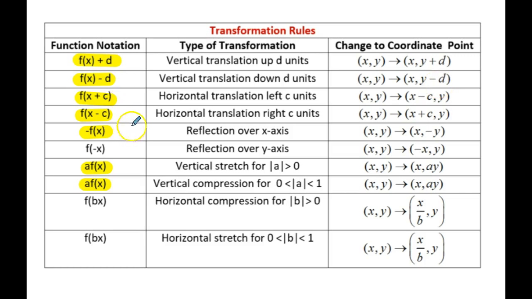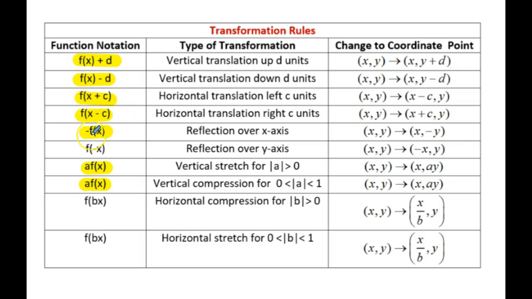Next, we have horizontal translations, and those are going to be left or right. This is just going to affect the x-coordinate of our original graphs. So either we're moving our graph to the left. If that value inside the parentheses is positive, we go to the left. If it's negative, we go to the right.